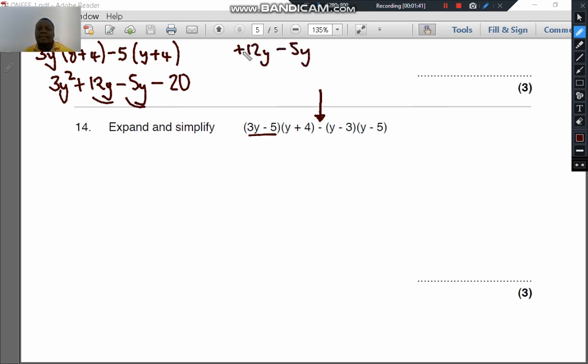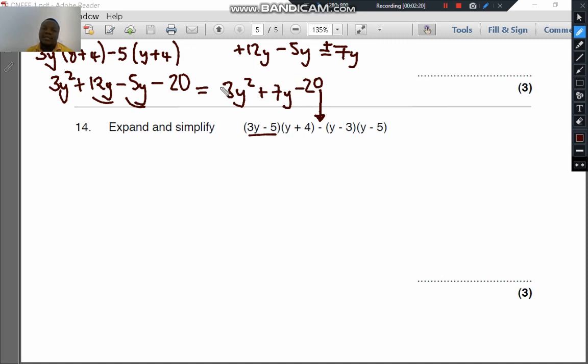We stated that if what you're adding or subtracting have different signs, you just subtract them and get the sign from the number that is bigger. So we say 12 minus 5 gives us what? 12 minus 5 should give us 7. Okay, so this is 7y. But what sign do we have from the bigger? 12 is bigger than 5. So we're just going to say plus 7y. So the simplified version of the first two brackets here would be 3y squared plus 7y minus 20.